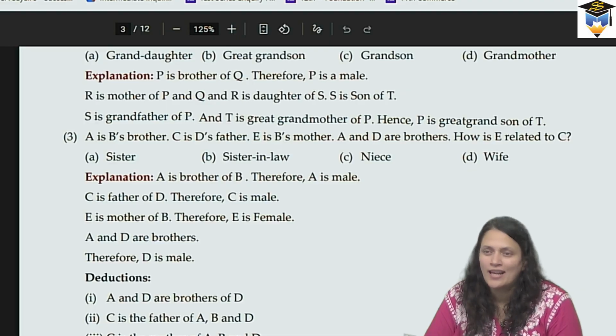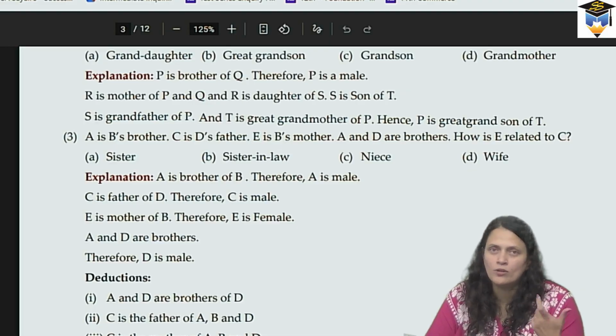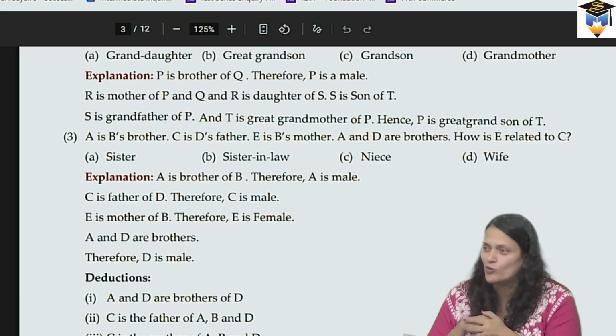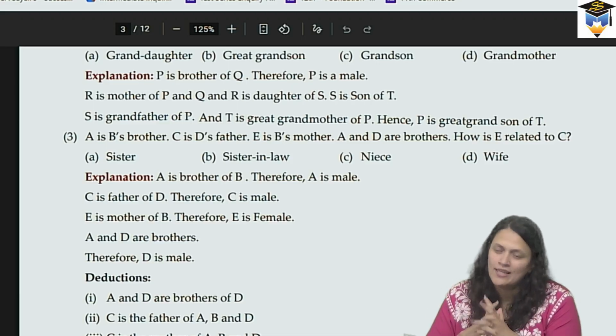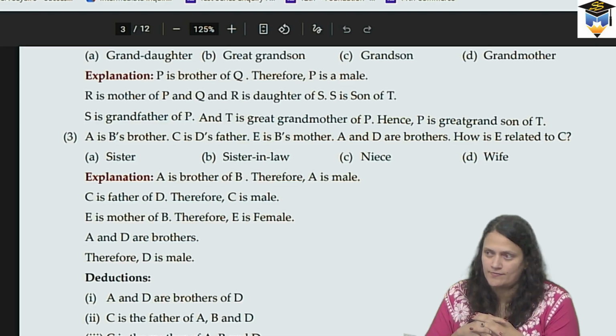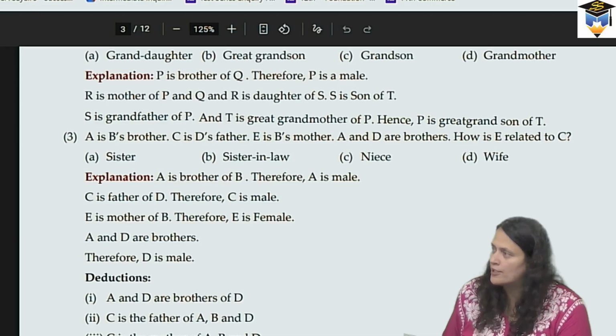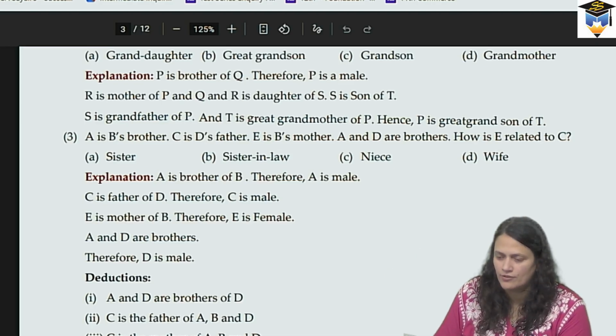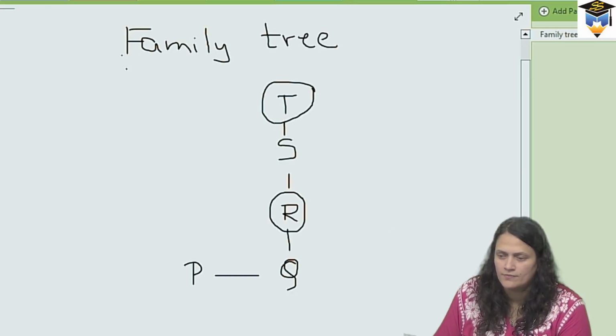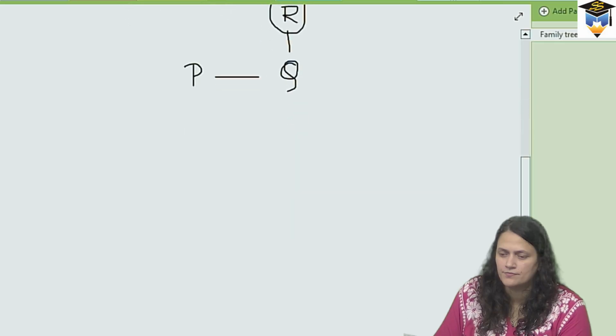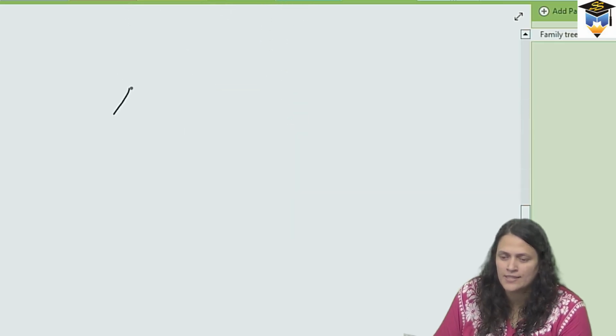That is the question. And generally, spouses are now shown by double-headed arrows, so you understand they are spouses. Otherwise they are siblings. That will help you. So now let me explain this. The third question: A is B's brother. Let me draw it over here.